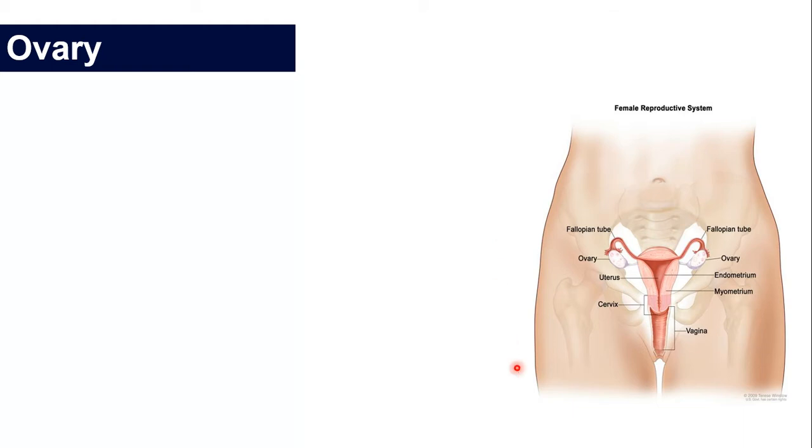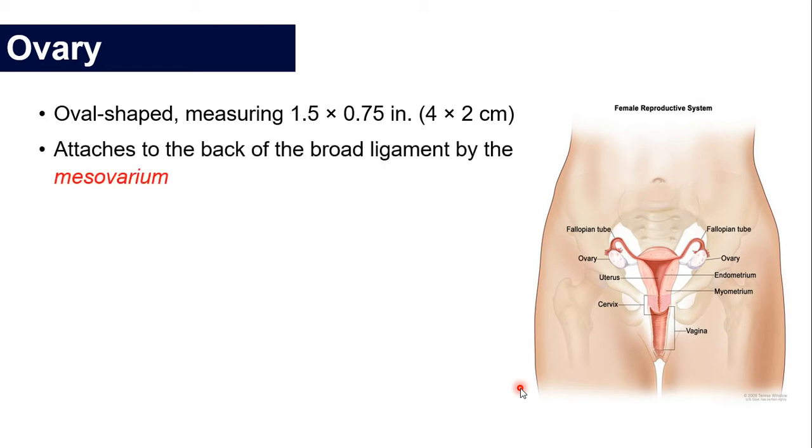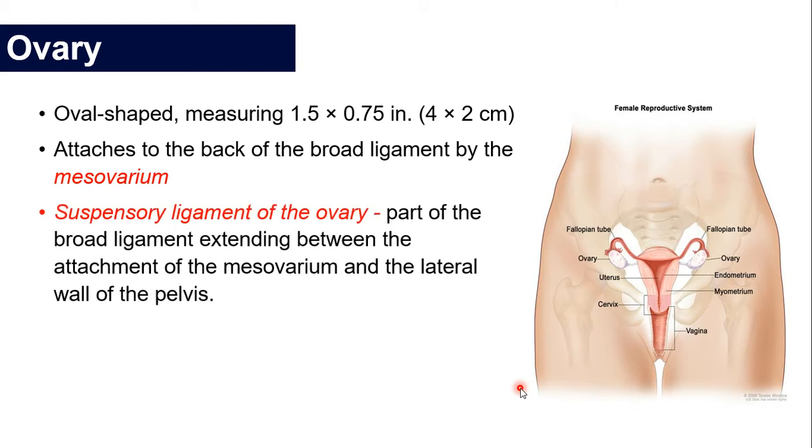Let's continue our discussion. The first female internal genital organ that we are going to discuss is the ovary. The ovary is oval shaped, measuring 1.5 by 0.75 inches or 4 by 2 centimeters. It attaches to the back of the broad ligament by the mesovarium, and it has two other ligaments. We have the suspensory ligament of the ovary, which is also a part of the broad ligament, extending between the attachment of the mesovarium and the lateral wall of the pelvis.